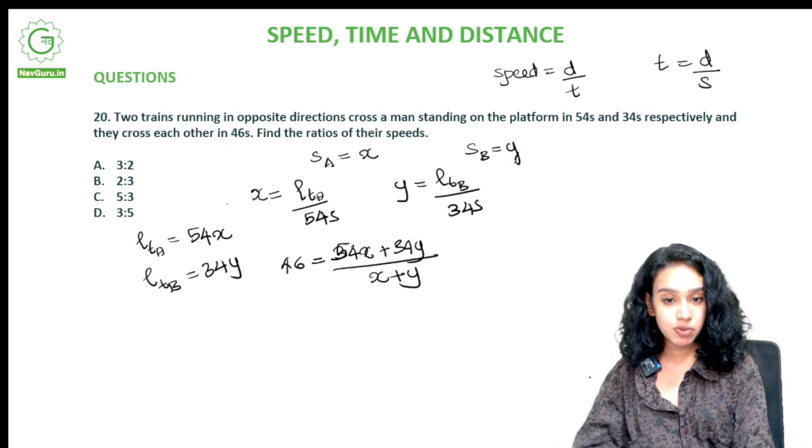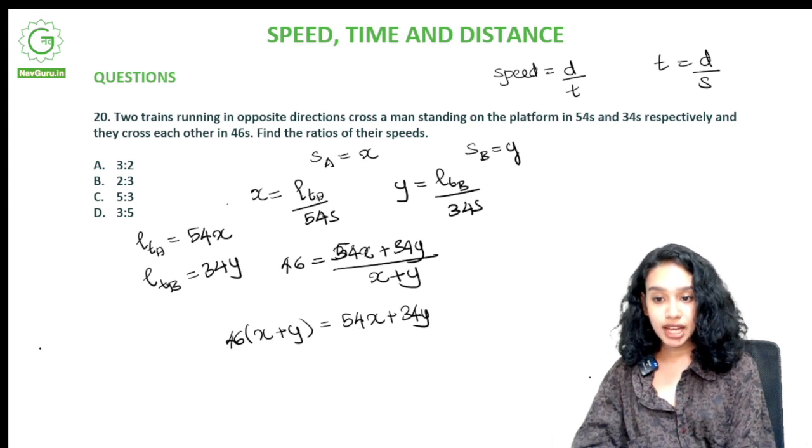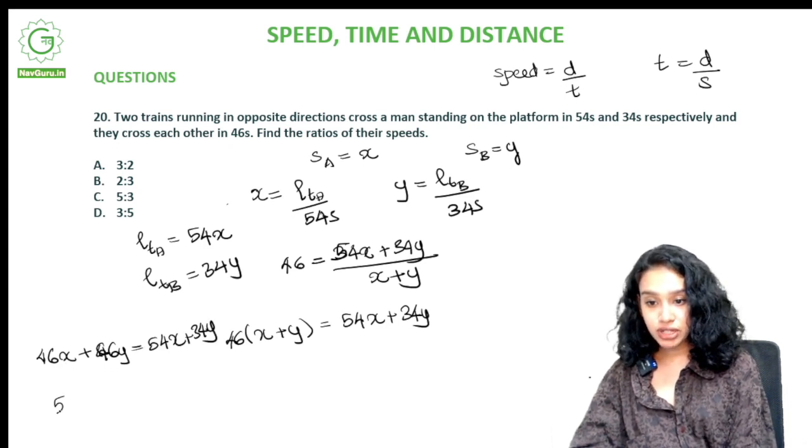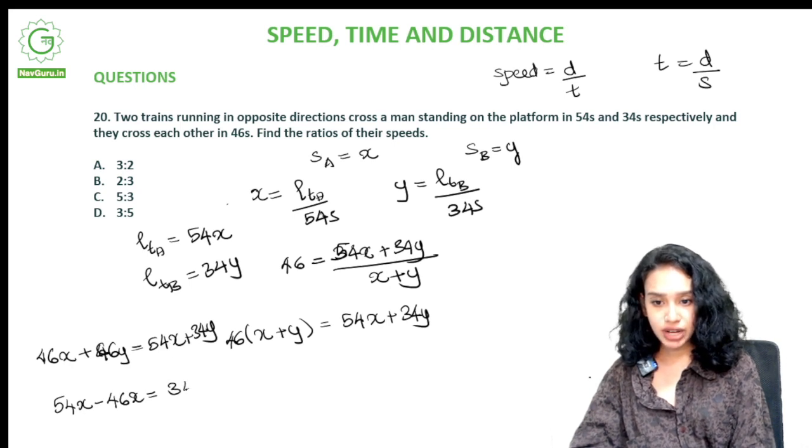x plus y is the sum of the speeds, right? So we get 46 times x plus y is equal to 54x plus 34y, right? So we have 46x plus 46y is equal to 54x plus 34y, right? Now let's subtract x from x. We have 54x minus 46x is equal to, we'll take this here, we have 34y, or we took the 46 here, right? 46y minus 34y, right?